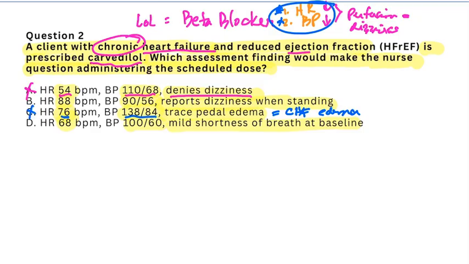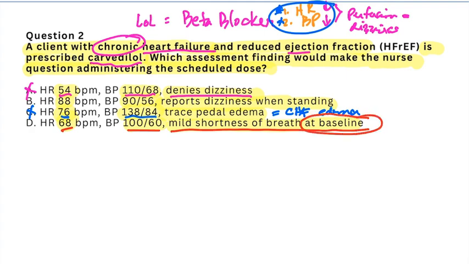Now, let's go to letter D. The heart rate in letter D is 68. The blood pressure in letter D is 100 over 60. And then the patient has mild shortness of breath. So that's kind of a little concerning, but the word mild is making it better. But then it says at baseline.